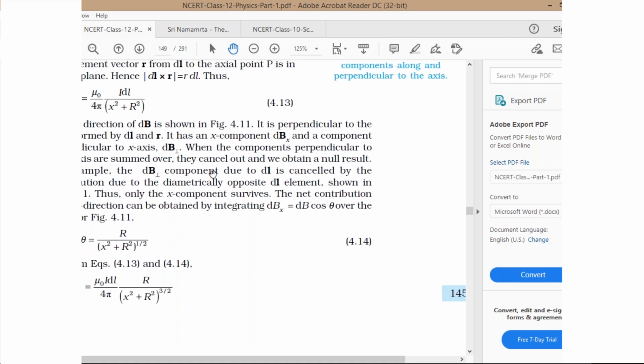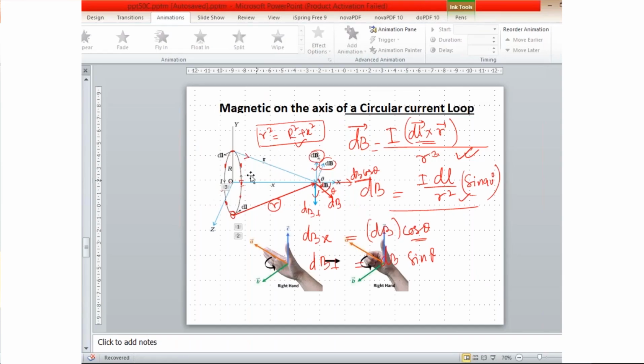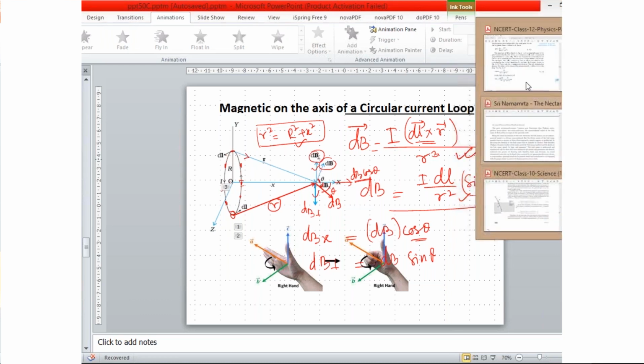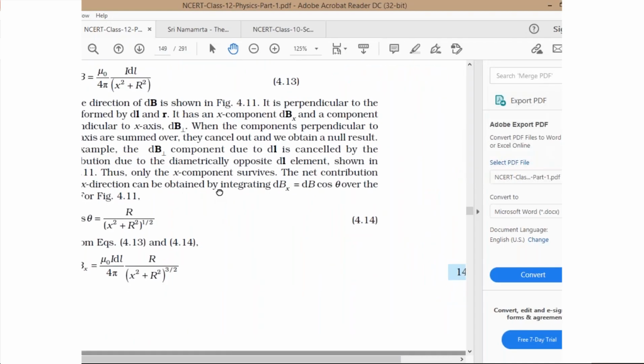As I said, I'm just calculating for one element itself, but I have taken the other element in the opposite direction to show you that the perpendicular component will be cancelled by each other and all the cos theta components will be added up. So now I'm just sticking to only one element and doing the calculation.